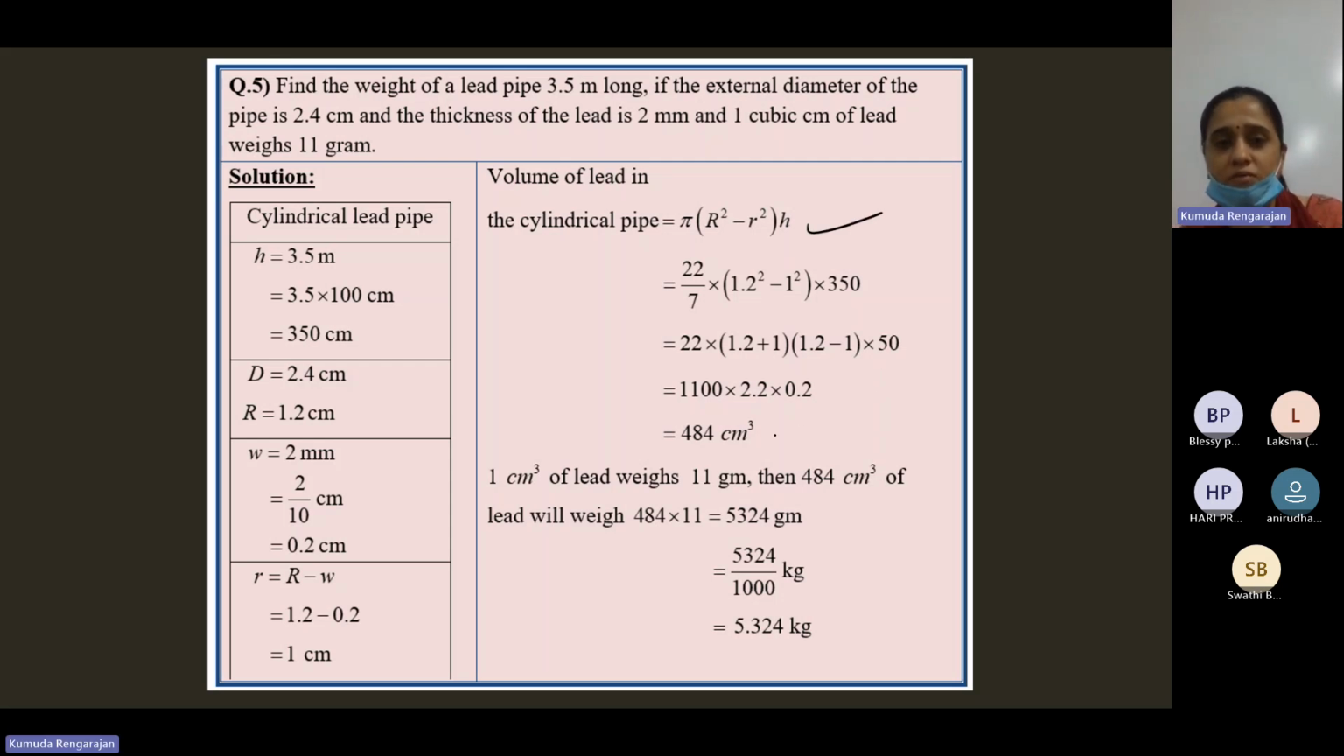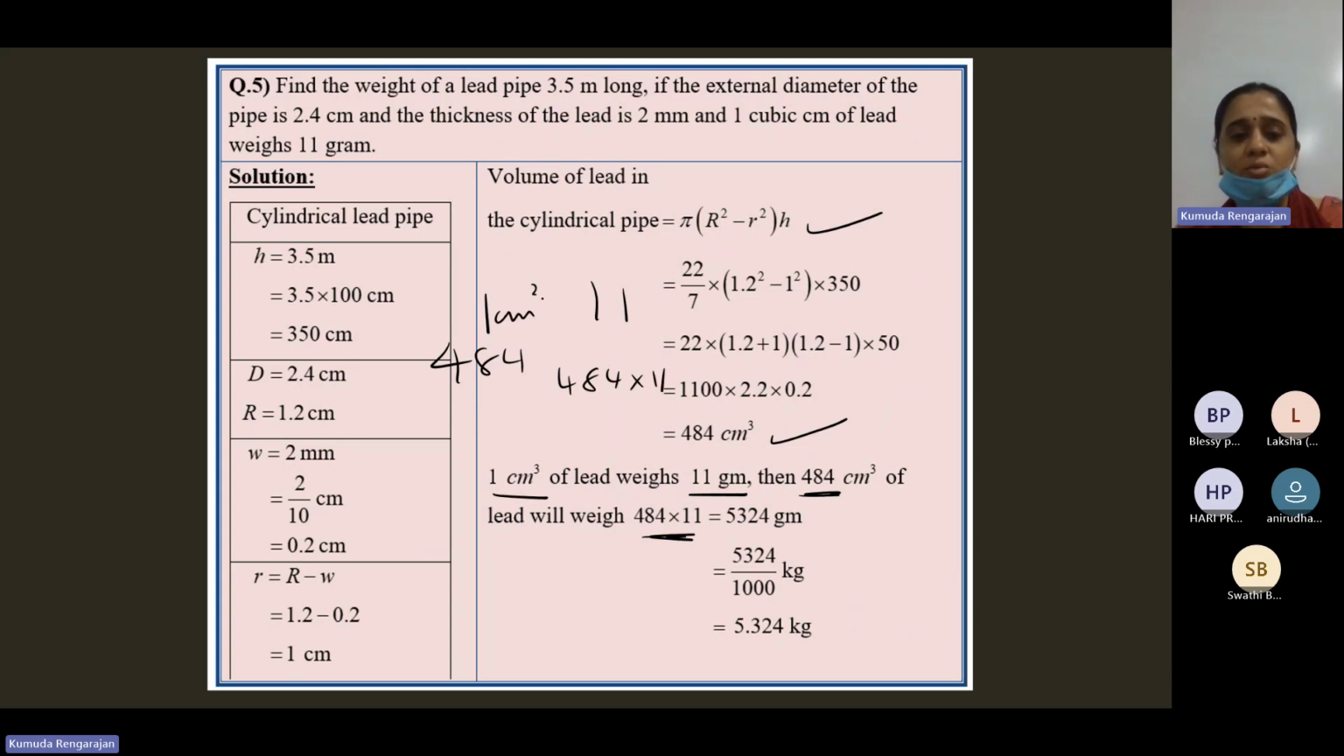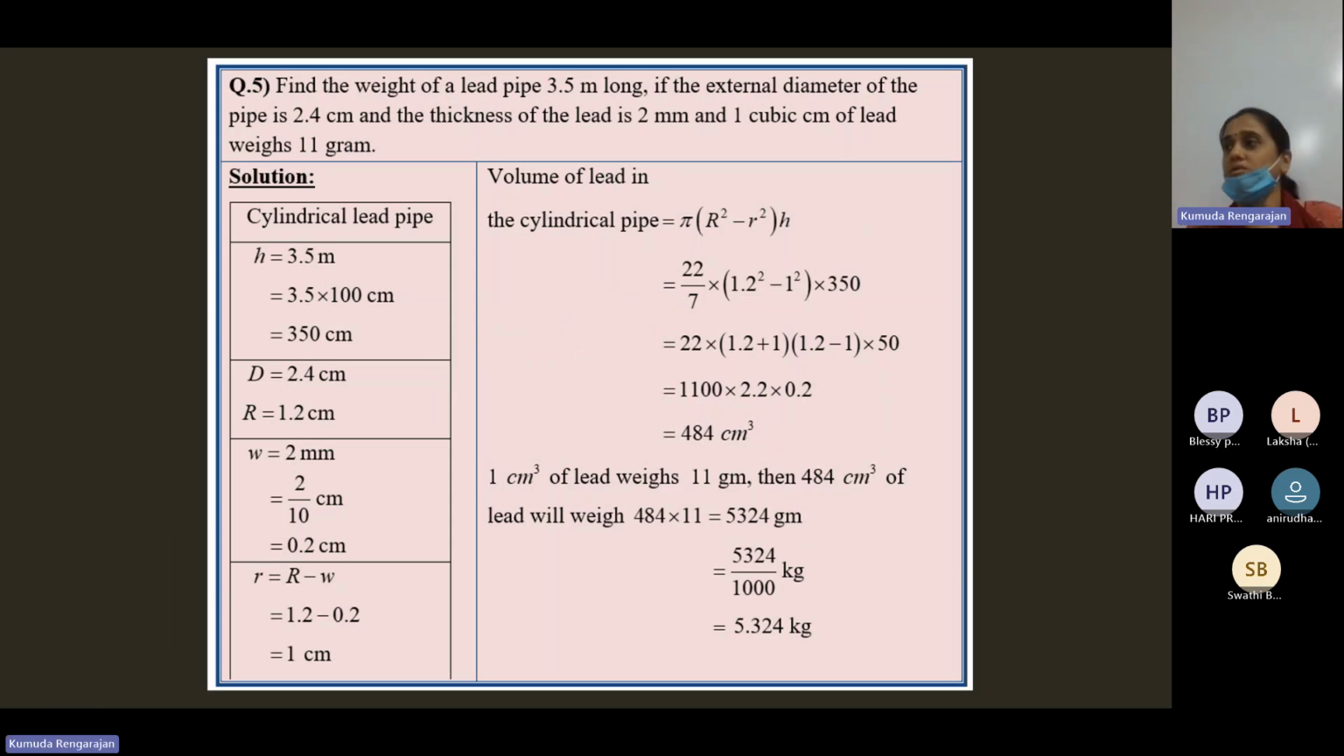So I found the volume, and then 1 centimeter cube weighs 11 grams. Then 484 centimeter cube will weigh 484 into 11. Like one notebook is 11 rupees, 484 notebooks will be 484 into 11 rupees. The same way, 1 centimeter cube is 11 grams, so 484 centimeter cube will be 484 into 11 grams. So we get 5324 grams. Convert that to kilograms by dividing by 1000. So 5.324 kilograms.